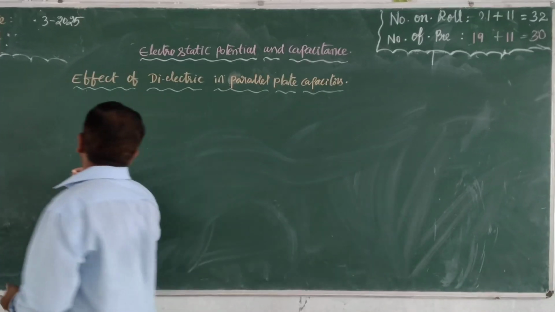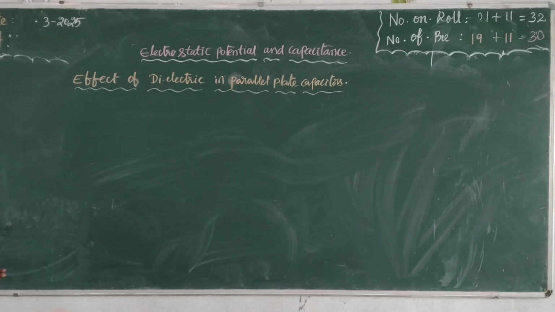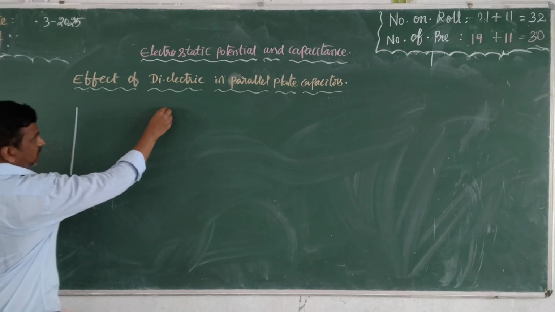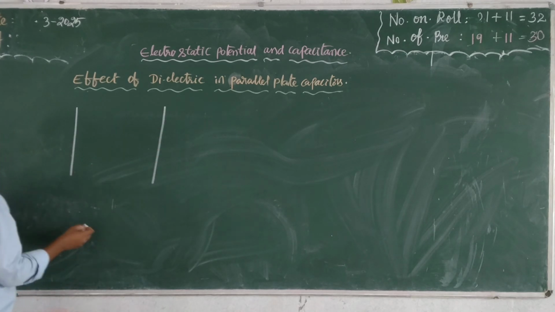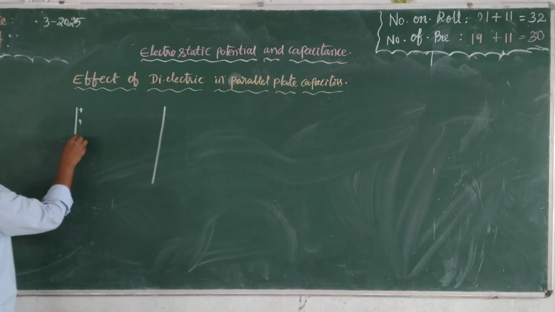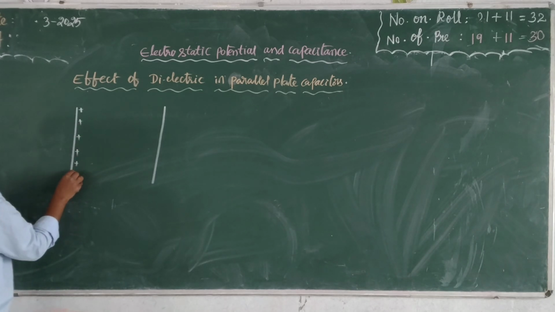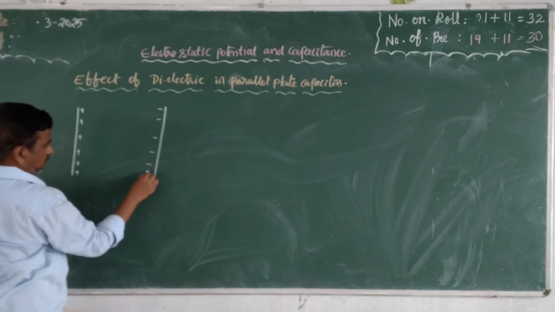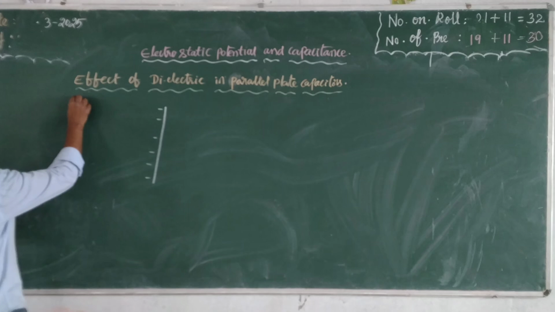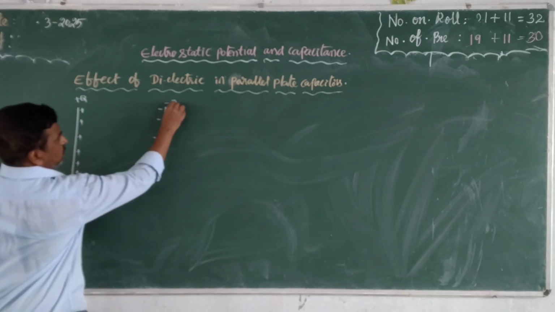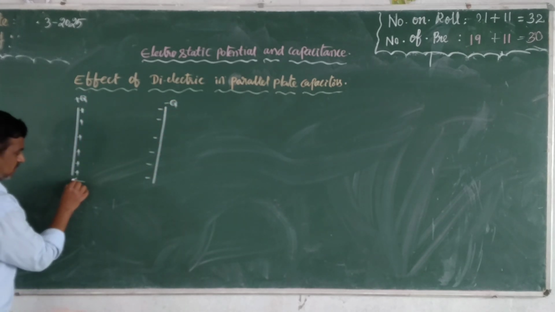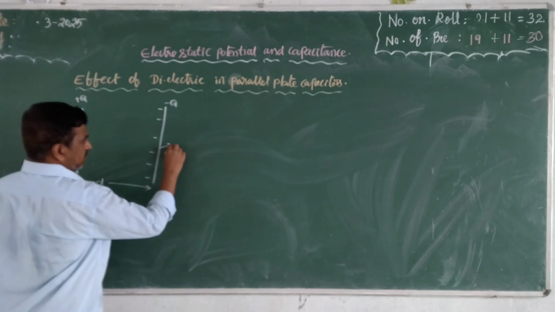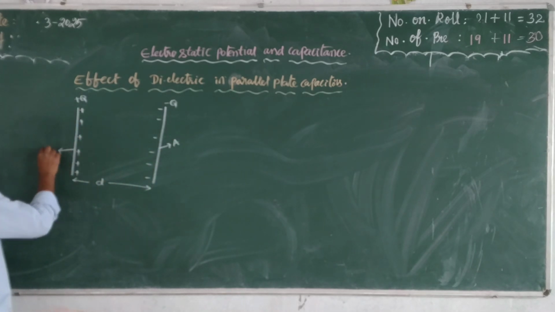We discuss the effect of a dielectric in a parallel plate capacitor. First, the parallel plates. See here, these are the parallel plates. This one has positive charge, and here negative charge. It is plus q, it is minus q. The distance between the plates is d. The area of this plate is A, and this plate also has area A.